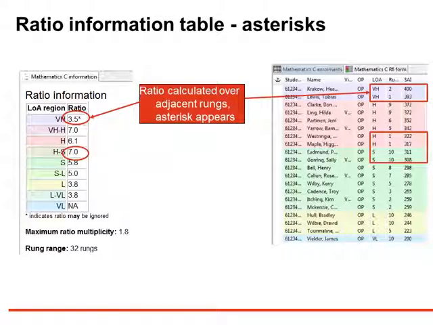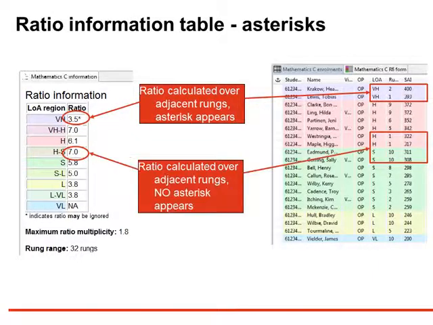The average points per rung used between the SA band and the HA band has also been calculated over adjacent rungs. Students are on SA10 and HA1. However, you might notice that an asterisk does not appear in this table. This is because the 7 points per rung is equal to the largest number in the table.